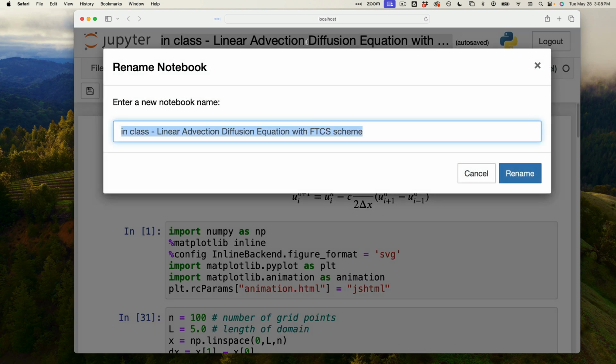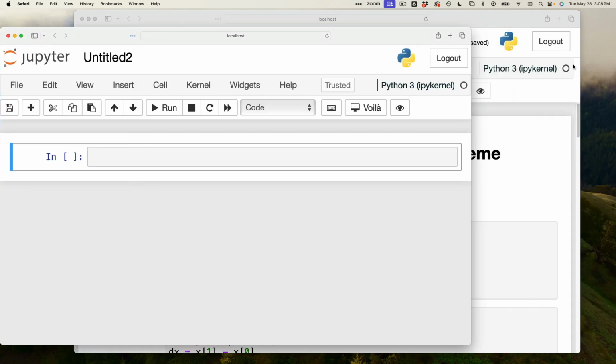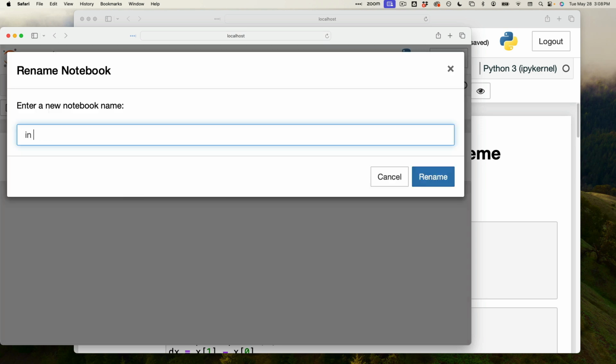No. This is not the new notebook. This is the old notebook. This one is the linear advection equation with FTCS or FTUS scheme. So let me get my new notebook from here. This one, untitled 2, is going to be in class linear advection diffusion equation with FTCS scheme on both. So central on both, FTCS central on both advection and diffusion. Okay?